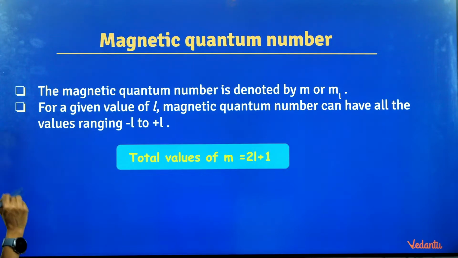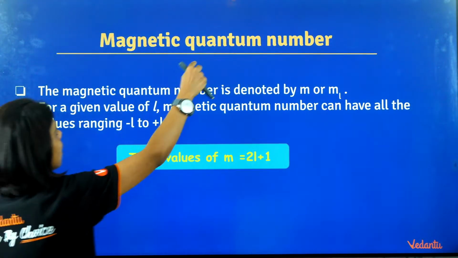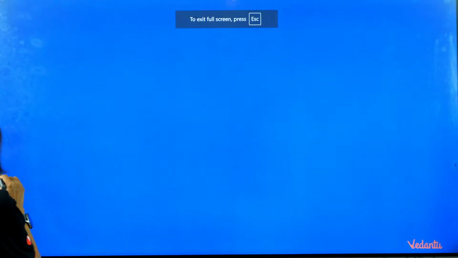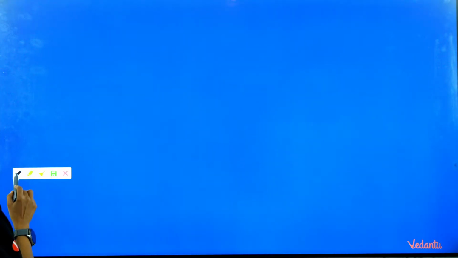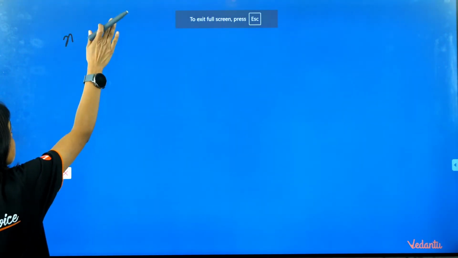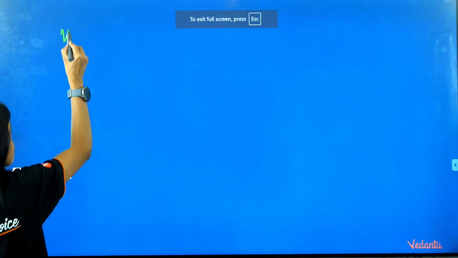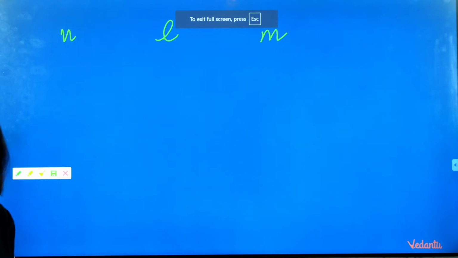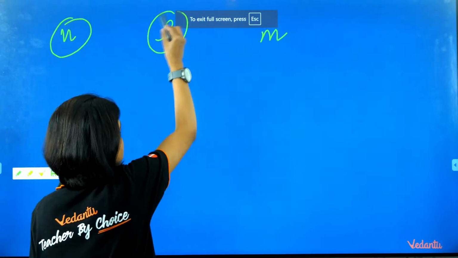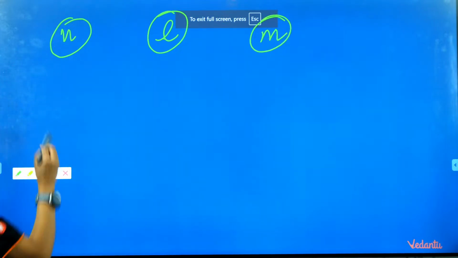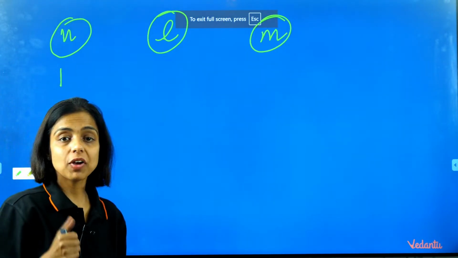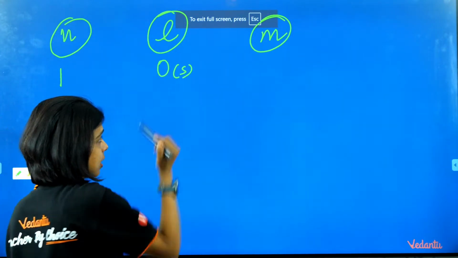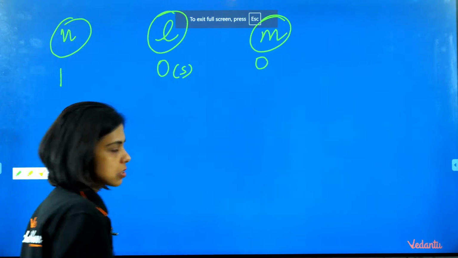Right? For example, let's take an example. Let me make it more clear. Now you have shell, subshell, and orbital, the magnetic quantum number. First shell, what is the possible value of L? If N is 1, L is 0. That means in the first shell I have just one subshell, that is S. And of course, the value of M is also 0.